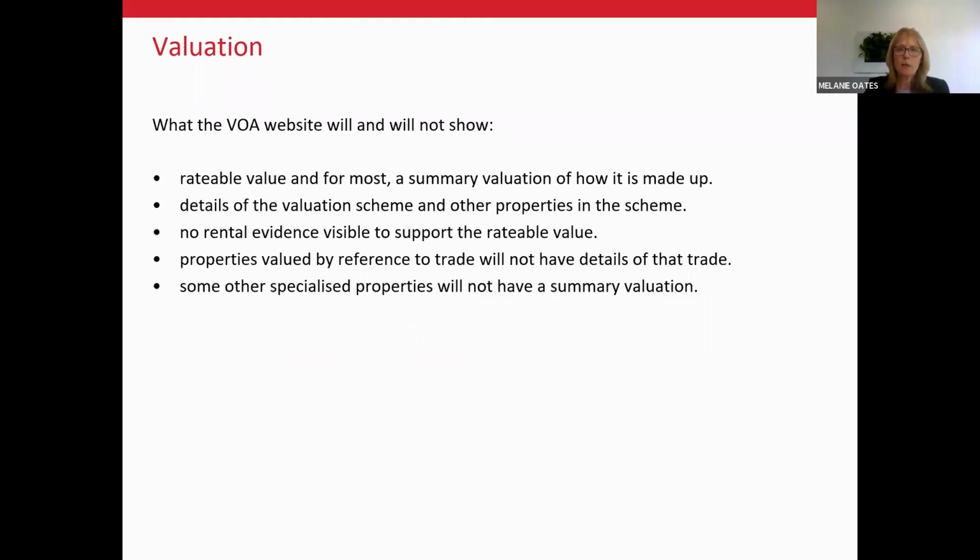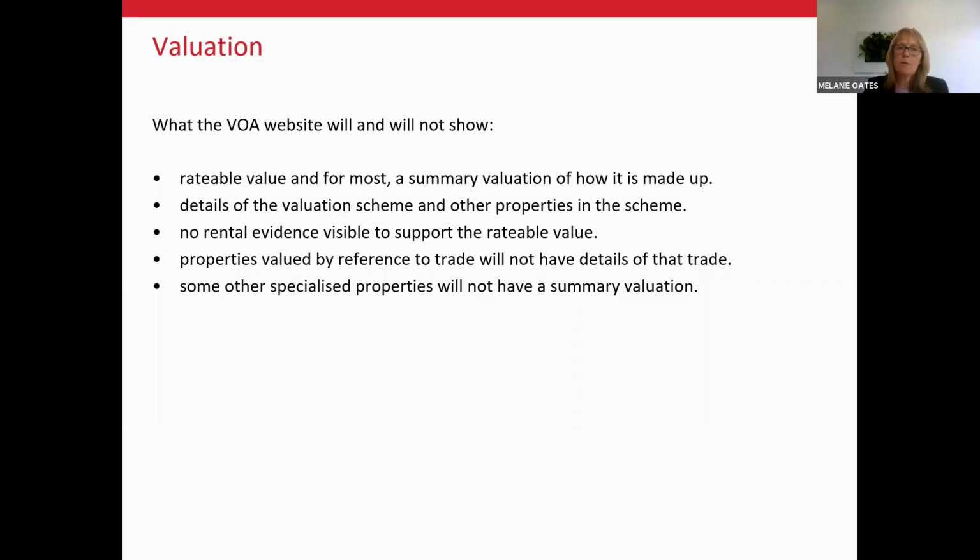It'll also give you information by reference to a scheme number as to which other properties are in the scheme, and there'll be a description of the actual scheme that your property is included in. There'll be no rental evidence available, though, to show how the Valuation Office Agency have come about and determined what your rateable value should be. That isn't held on the valuation screen.